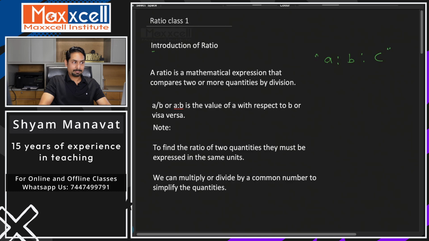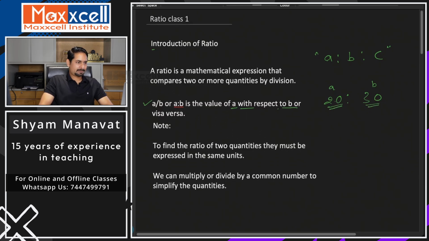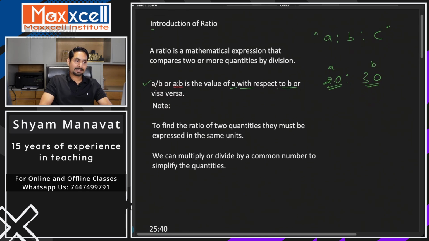So I will tell you the meaning of that. Let's see. What do we have? So A is to B is the value of A with respect to B. Value of A with respect to B. So suppose if you write 20 is to 30, that means the quantity A is representing, the first quantity is representing 20, the second quantity is representing 30, and the value is A is 20 with respect to B, which is 30. Okay, or vice versa. So you can say B is 30, then A is 20.